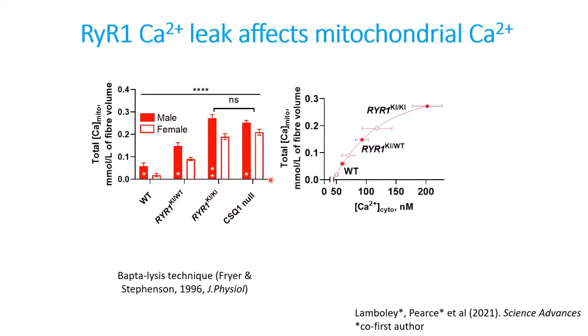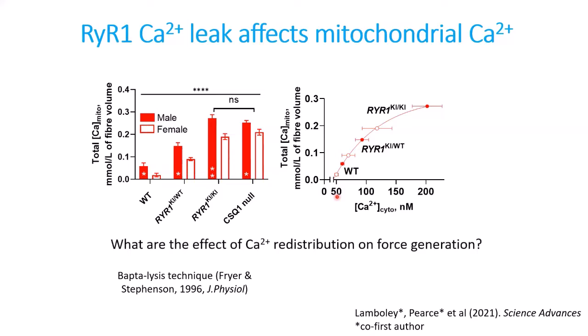We plotted these results against what we predicted to be the cytoplasmic free calcium from the published data to generate this relationship. And what's interesting here is that a small change in the resting free calcium at this lower end gives a steeper rise in mitochondrial total calcium.